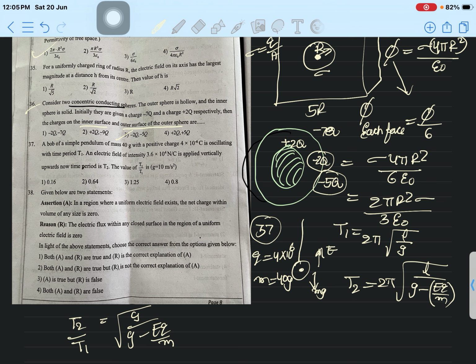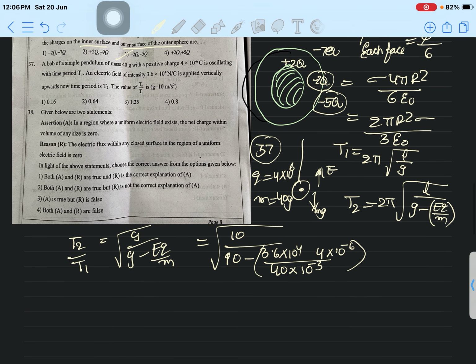Okay, now g value is 10, sir. We will take 10, and 10 minus e. What is the e value? Electric field 3.6 into 10 power 4. Charge, how much charge is there? 4 into 10 power minus 6 by m. What is the mass? 40 grams. 40 grams means 10 power minus 3 kilograms, no? So you have to solve this value, then it will become under root 10 by 10 minus, let's solve it, sir. So this 4 gets cancelled.